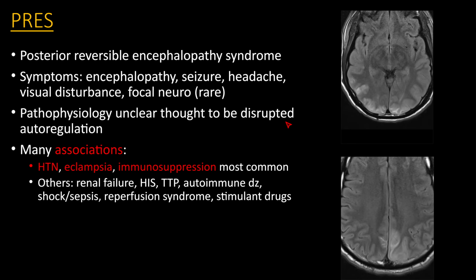And next, we'll talk about posterior reversible encephalopathy syndrome, or PRES. It's important to note that PRES isn't really always posterior in its prominence or always reversible, but that's the name for it. PRES basically is a condition, symptoms of which could be encephalopathy, seizure, headaches, to much more rarely focal neurologic deficits.